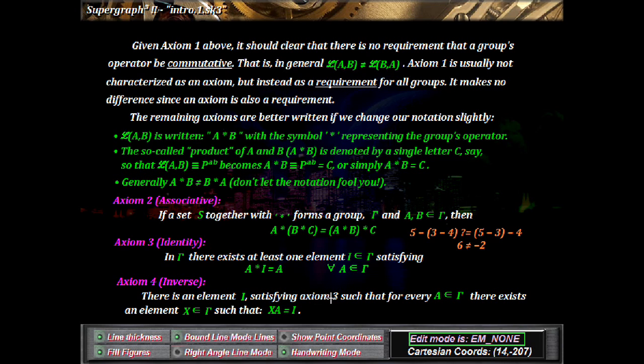satisfying axiom 3 such that for every A in the group, there exists another element, I should say, but I've given it a different letter, so it doesn't have to be this one, such that X star A is equal to I.